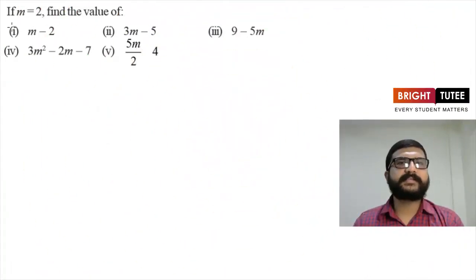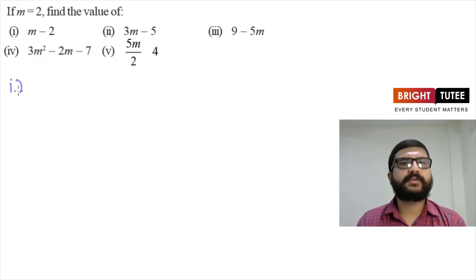Now the next question is, if m is equal to 2, find the value of these expressions. The first one here is m minus 2. So what we will do, we will put m equal to 2 here. So we will get 2 minus 2 and it is 0.